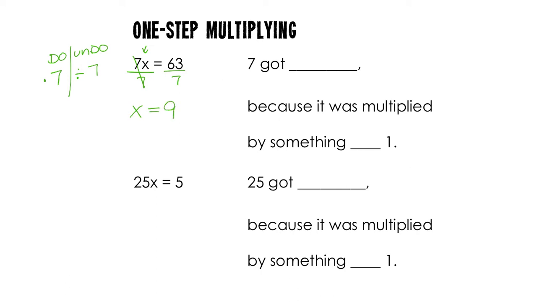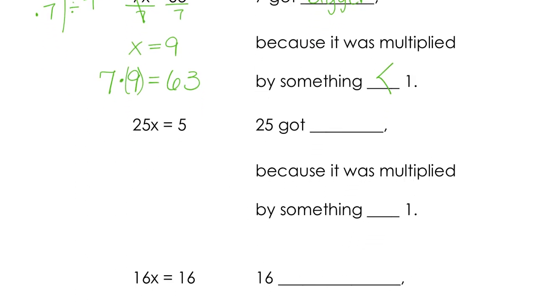So let's look at this. What this means is I've multiplied 7 times 9 to get 63. So what happens here, because I multiplied 7 times 9, 7 got bigger because it was multiplied by something greater than 1. So this 9 tells you that it was greater than 1, and it should be getting bigger. So now let's look at the next one.